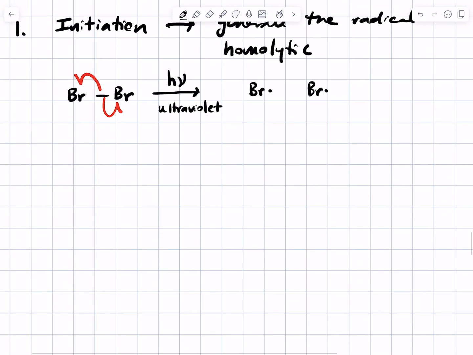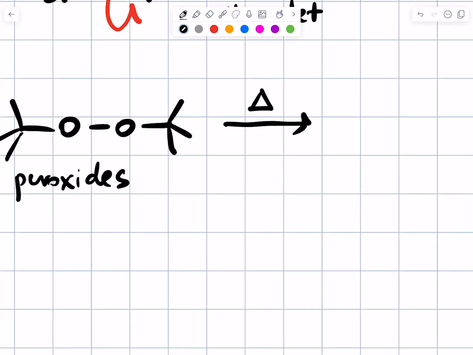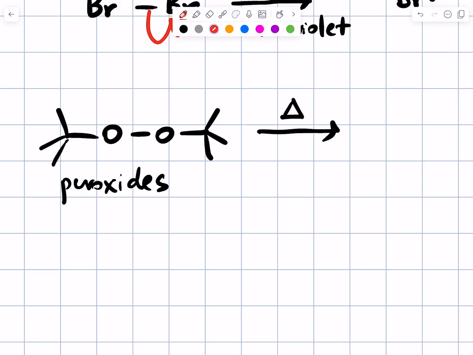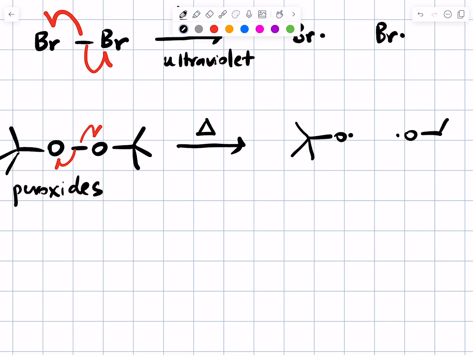Some other examples of molecules that have weak bonds between atoms that are good for radical initiation are peroxides. Here, R could be hydrogen or it could be something carbon. A good example that's sometimes used is tert-butyl tert-butyl peroxide. Here again, in some cases you don't need to apply light, you can just apply heat. The organic chemical symbol for heat is the Greek letter delta. You apply heat and the bond breaks and you end up with 2 radicals. Radicals are molecules with a single unpaired electron. We'll talk about their reactivity.